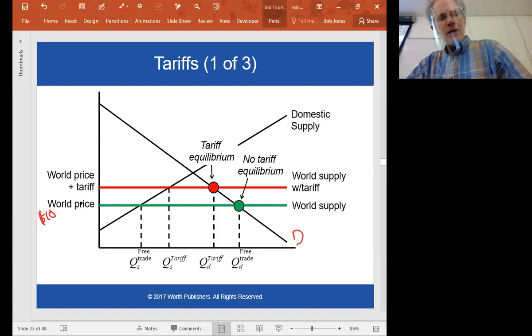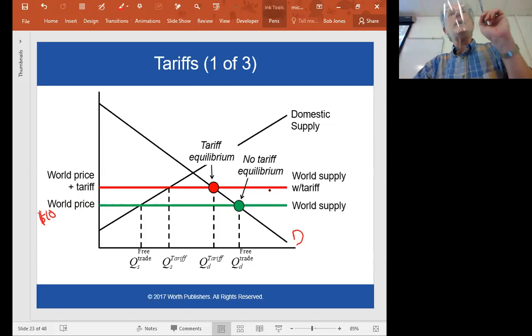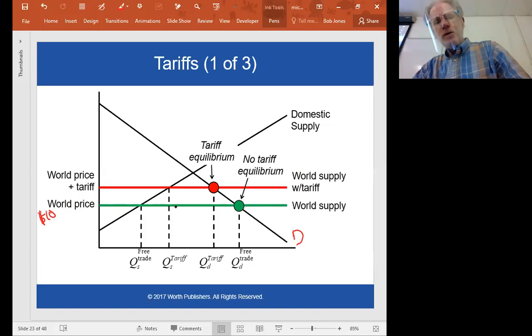And at that $10, think about what's going on here. The world price is $10. It means Americans can purchase as much as they want at that price. So how much will they want? Well, you go to the demand curve. This is the quantity Americans will want to buy. I think we said 150 before.